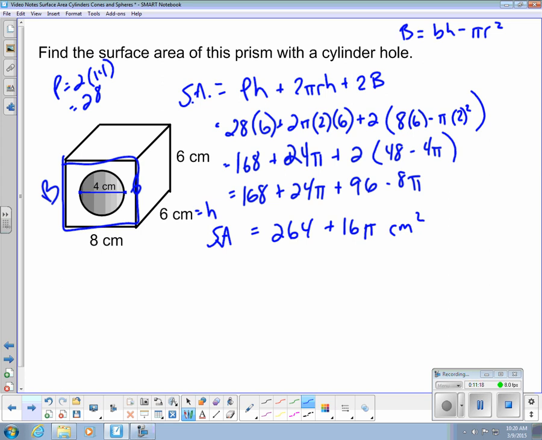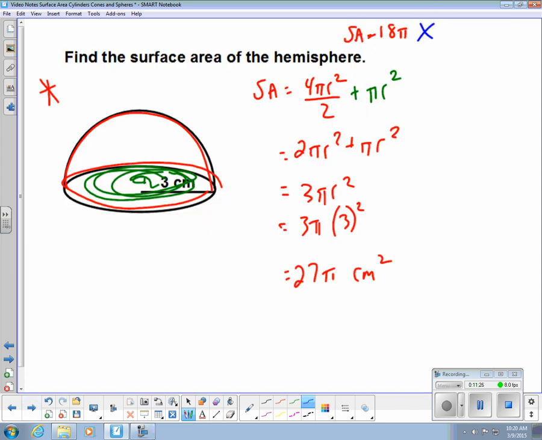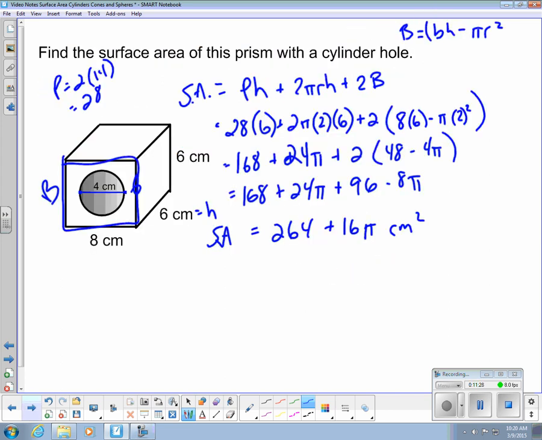So you got to really look at these figures that are complex with these holes and remember that it's the sum of all the surfaces, and that B surface is some things added and subtracted together. So I got to watch out for that part right there. Remember that that base is the shape of a rectangle with a circle, and I want the shaded part. And so that'd be the area of the whole minus the circle.